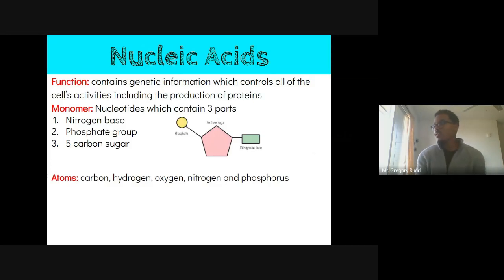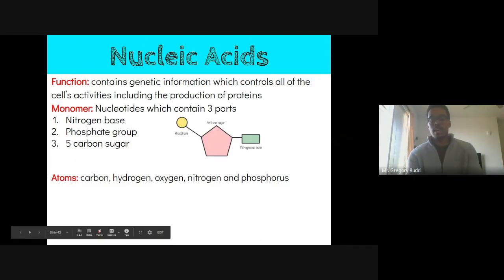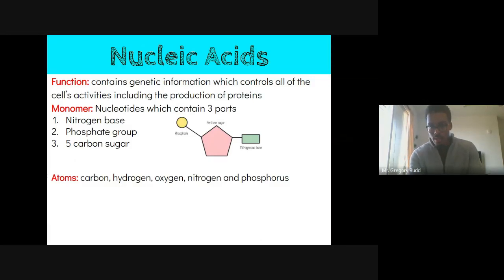The rectangle. This says nitrogenous base. I can send a message to the chat. Nitrogenous.